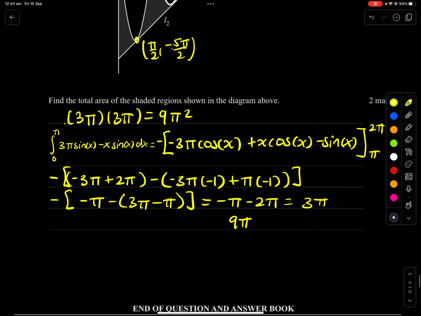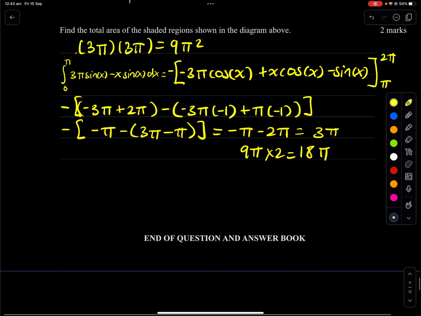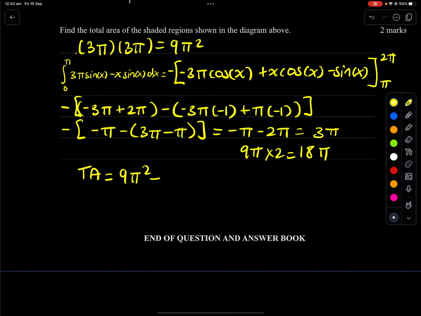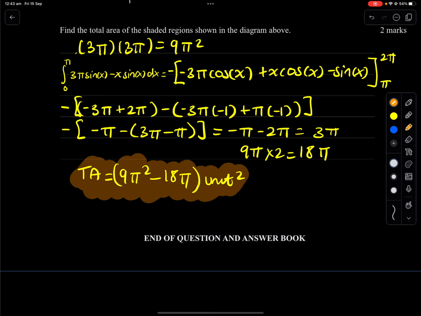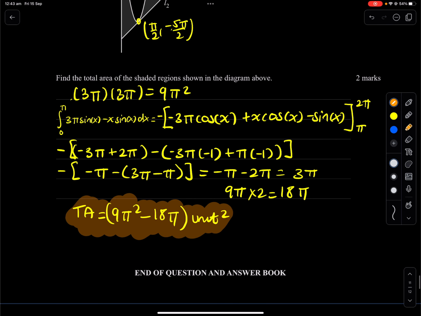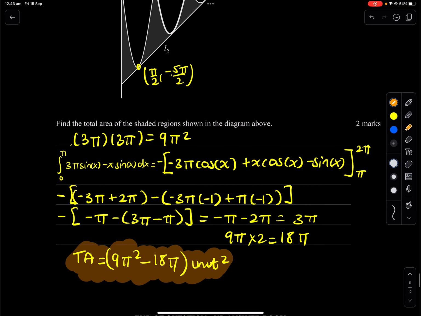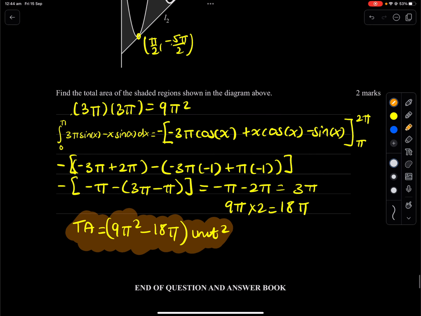9 pi, but we multiply by 2, so 18 pi. So the total area is 9 pi squared minus the 18 pi. Alright, wow, that took very long. I feel like there's a quicker method to do this question, but I did not see it. There are so many algebra mistakes in this. You've got to do it slowly.